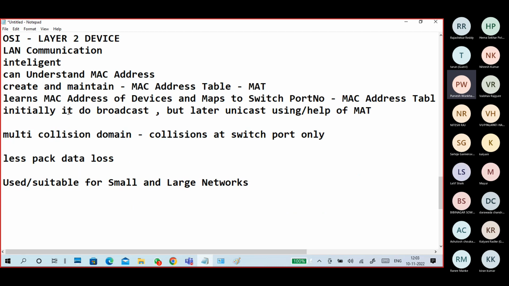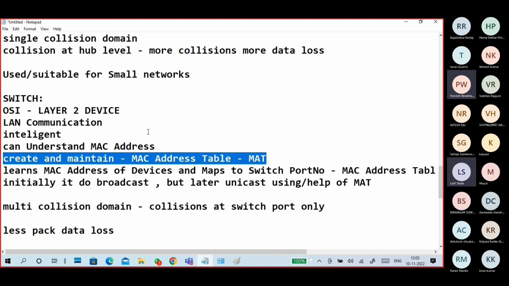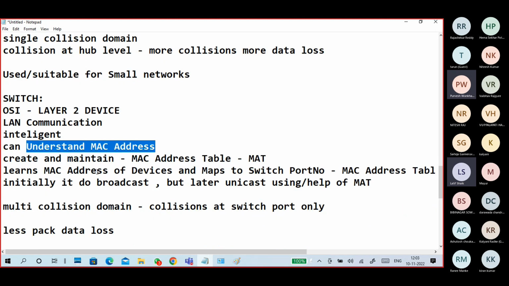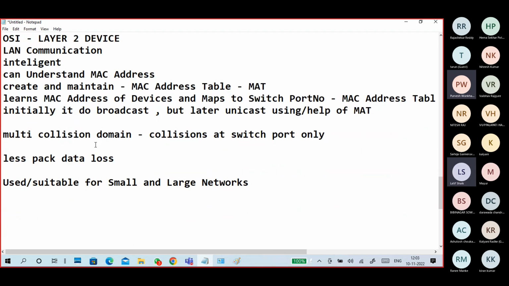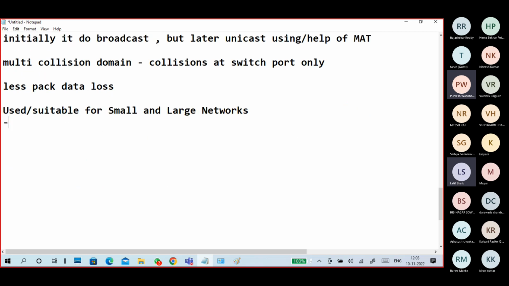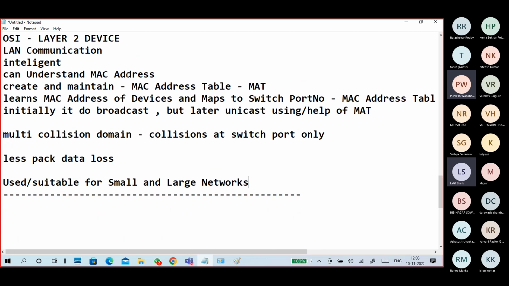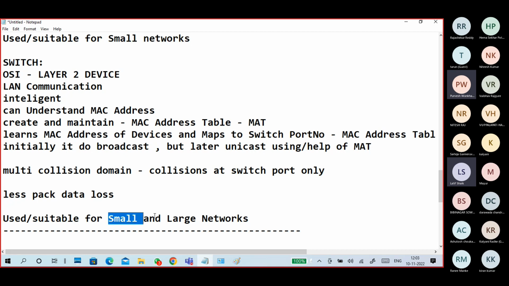Next, creating and maintaining the MAC address table is possible with a switch, because it can understand MAC addresses. It learns the MAC address of the devices and maps it to the switch port. That is the MAC address table. Initially it does broadcast, but later it is unicast. So try to find the differences. I'm not writing separate differences. It is suitable for small, and suitable for small and large.